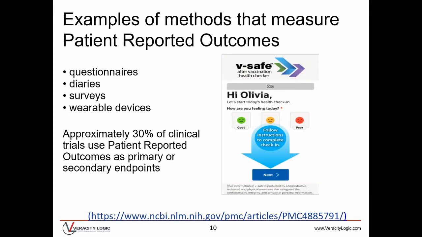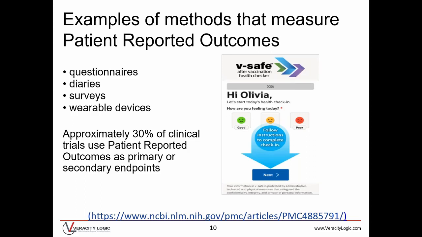Here are some examples of how patient-reported outcomes are measured by questionnaires, diaries, surveys, and wearable devices. On a questionnaire, statements are listed, then the subject must select the best option which applies to them. For example, I look forward to visits with my family members. The options are the same as I used to, less than I used to, much less than I used to, or rarely.